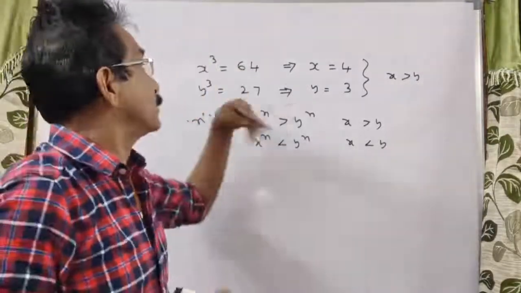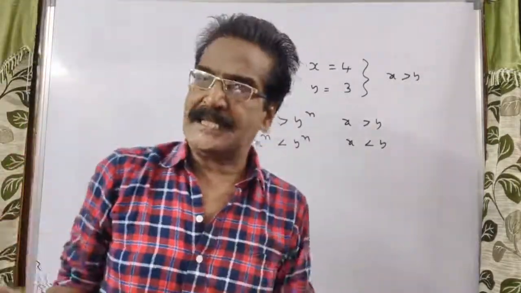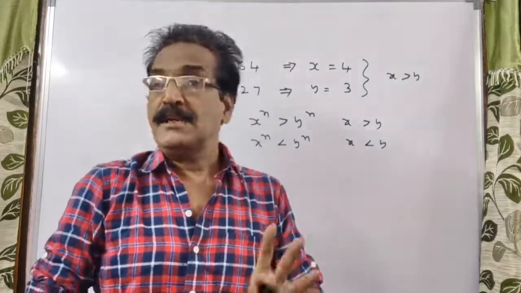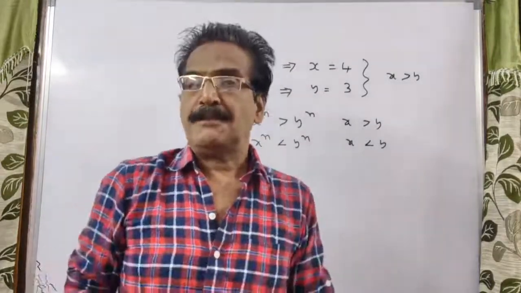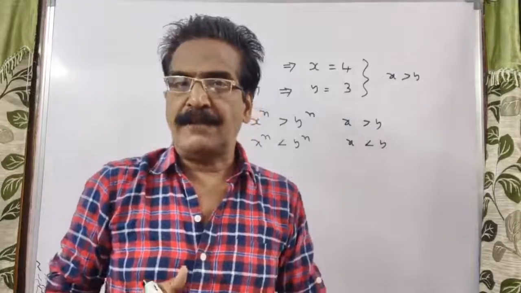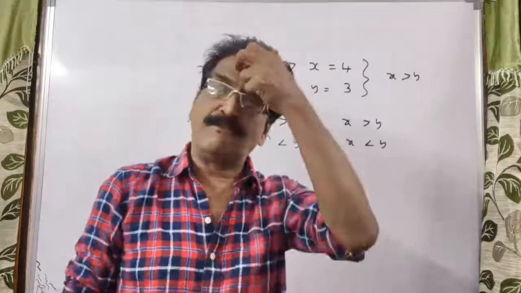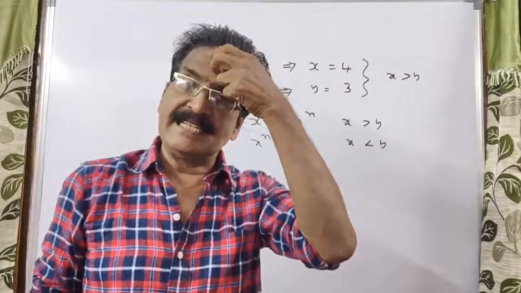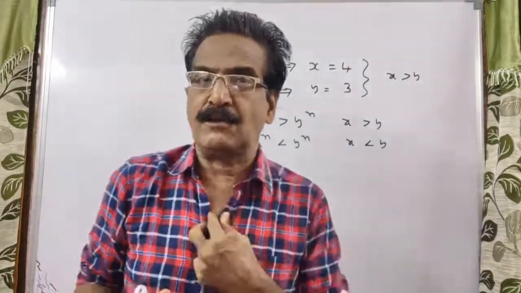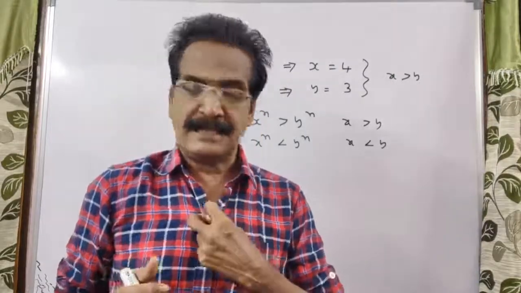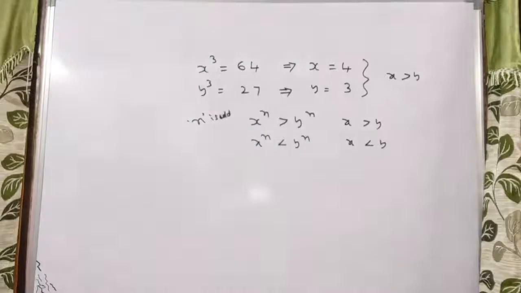If x cube greater than y cube, then x greater than y. If x cube less than y cube, then x less than y. If x power 5 greater than y power 5, then x greater than y. If x power 5 less than y power 5, it is x less than y. In case of odd powers, we don't have any problem. We don't have any plus or minus business. Okay friends, let us see.